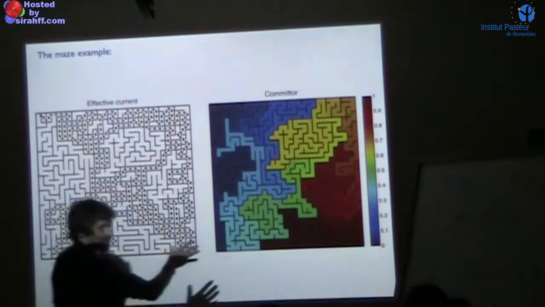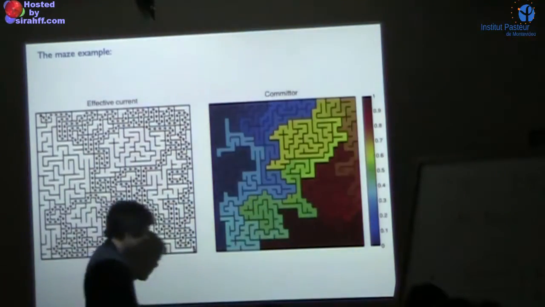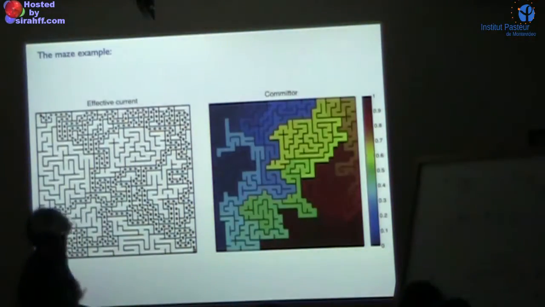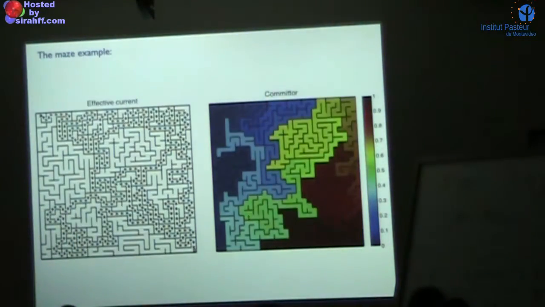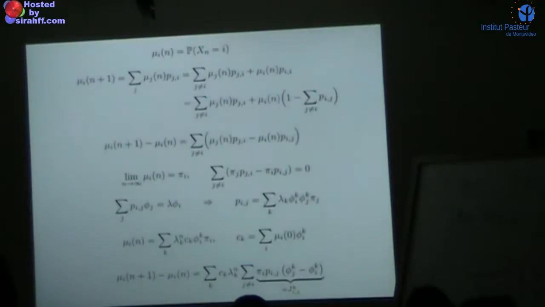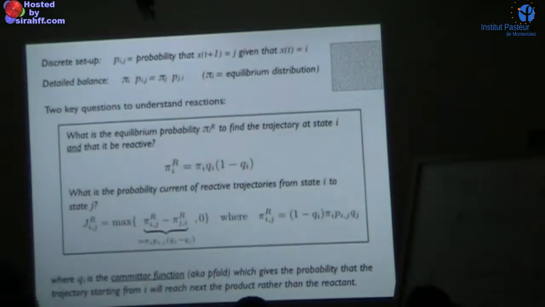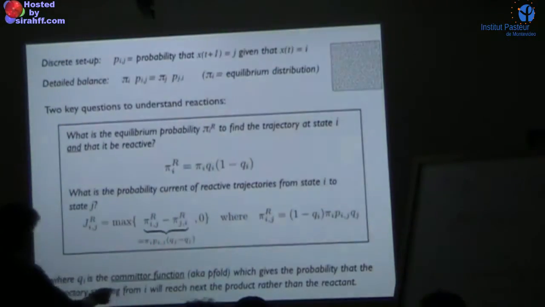Okay? I'll go back to that and make a remark. So this is a reaction coordinate. There's many remarks to be made, so I'll discuss that. What is this? Well, remember we computed the current. So this current, it's here, right? I can compute this current here.